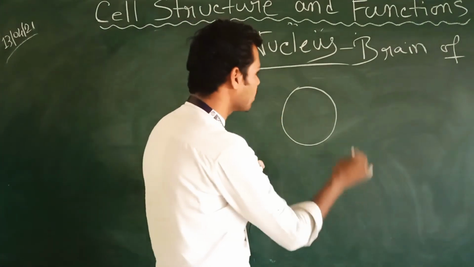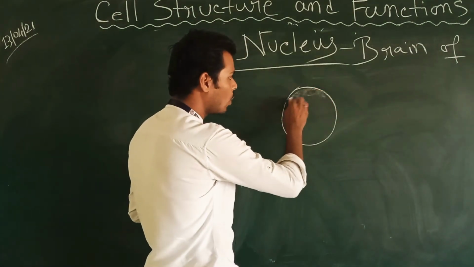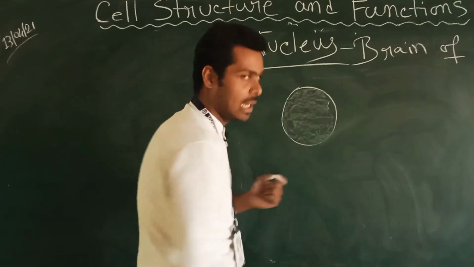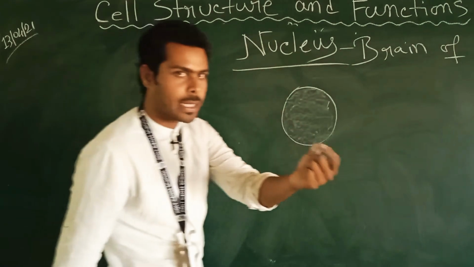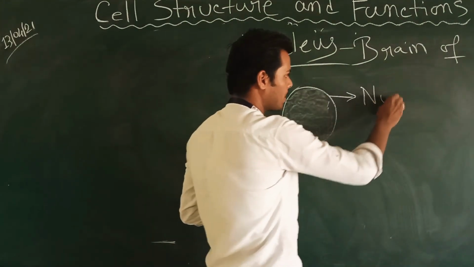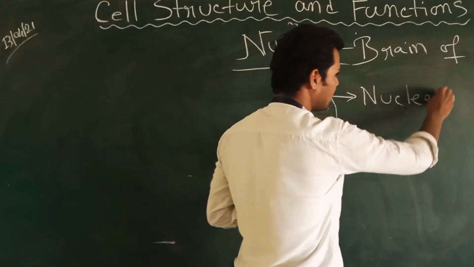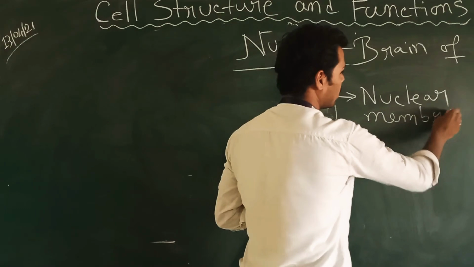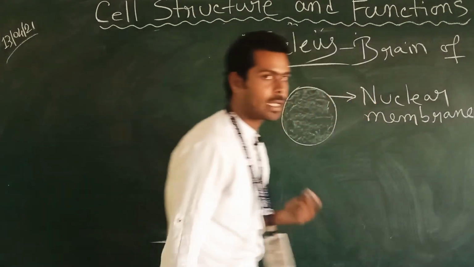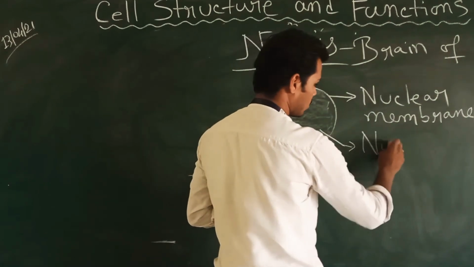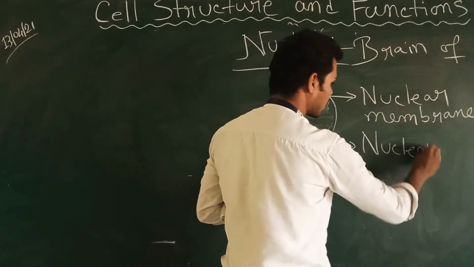This nucleus has 4 components. You can compare them with the components of a cell. A cell has a cell membrane. Similarly, a nucleus has a nuclear membrane. Just compare this. Cell has a cell membrane. Nucleus has a nuclear membrane. Cell has cytoplasm. Nucleus has nucleoplasm. Both are jelly-like structures.